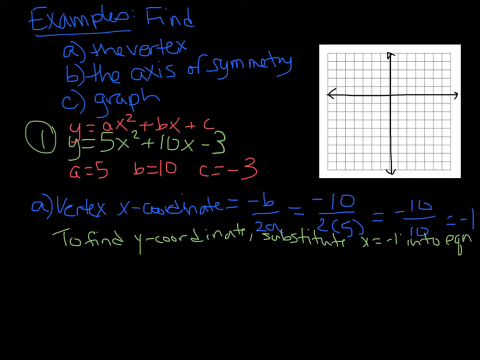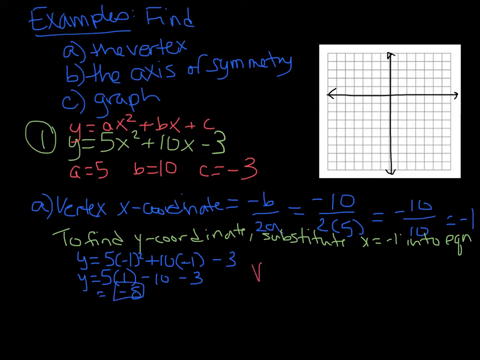And when I do that, I get y equals 5 times negative 1 squared plus 10 times negative 1 minus 3. So just make sure that you follow your order of operations here. That's really the main place that people make mistakes. We're going to start with our exponent, which is the negative 1 to the second. That gives me 5 times 1. 10 times negative 1 gives me minus 10, and then I have minus 3. In the end, I get negative 8 when I solve that all out, so my vertex is at negative 1, negative 8.